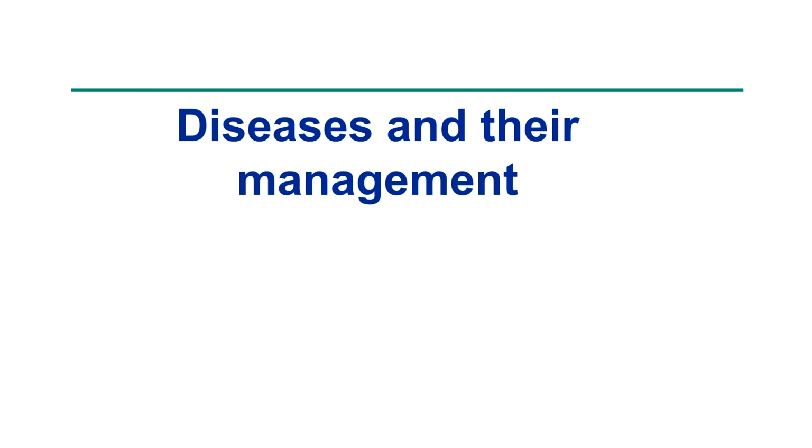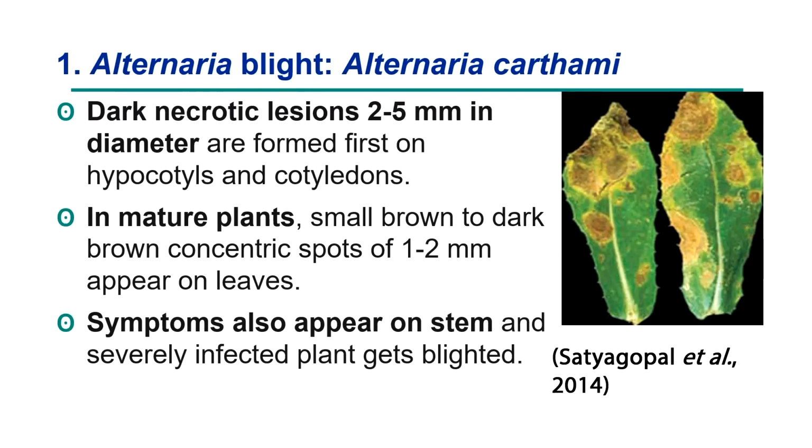Now after the insect pest management, let us see the diseases and their management in safflower crop. The number one disease here is Alternaria blight, which is caused by Alternaria carthami. Dark necrotic lesions which are 2 to 5 millimeter in diameter are formed first on hypocotyls and cotyledons. That means it can start coming to the plant or crop at the time of germination itself or field emergence itself.